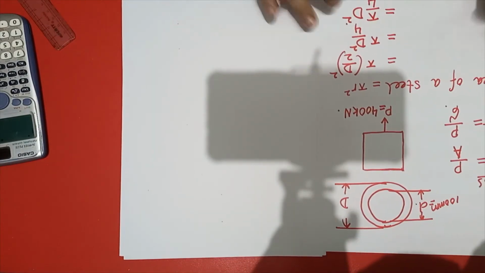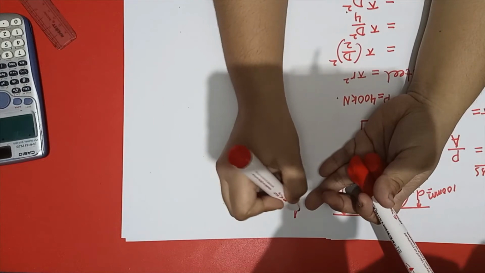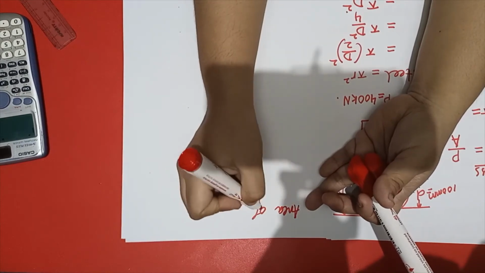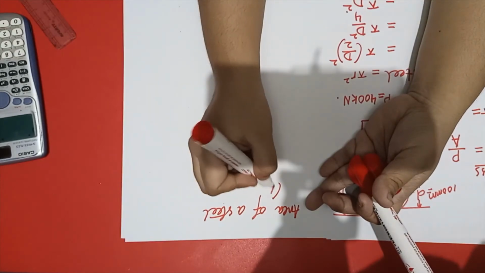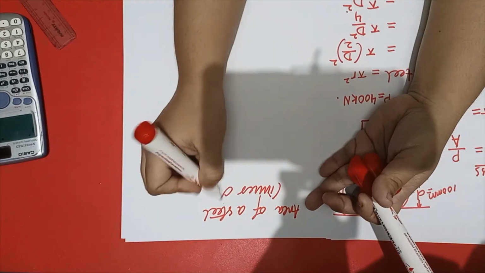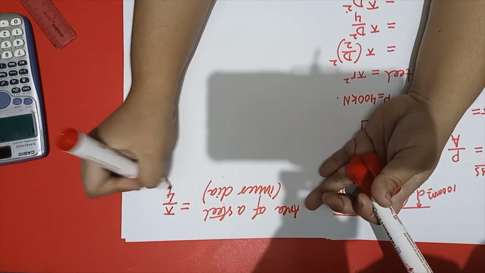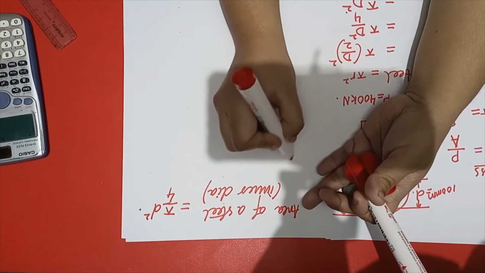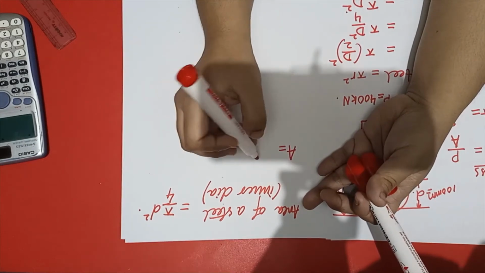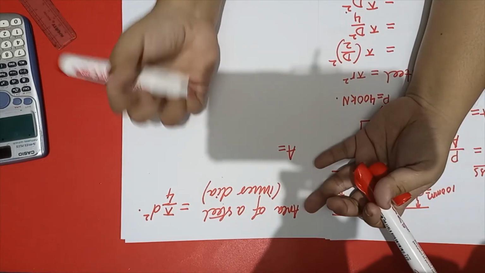So now I'm moving towards the outer diameter, the area of the steel. For the area of the steel, according to the inner diameter, the formula will be pi by 4 d square. So for the area, you have to take the outer area and subtract the inner area.